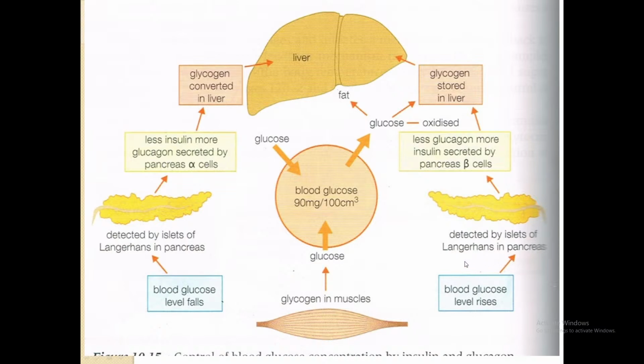Now as I said before, it is the pancreas that will detect it, but if I should ask you which part of the pancreas detects whenever there is an increase in blood sugar level or glucose level, then you should tell me that it is the islet of Langerhans. So moving on, looking at this box down where they said less glucagon, more insulin secreted by the pancreas B cells. So again, first you have the increase of glucose, and then the islet of Langerhans of the pancreas detects it.